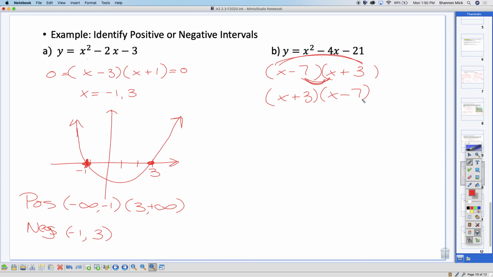The larger number will be negative. But you have to be careful with that because if your one isn't your leading coefficient, it's this multiplication and this multiplication. You're trying to generalize something that you can't generalize.